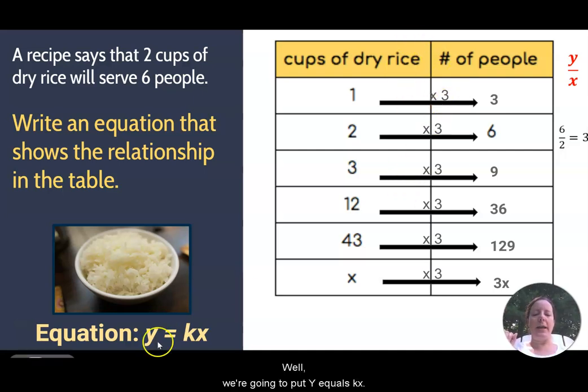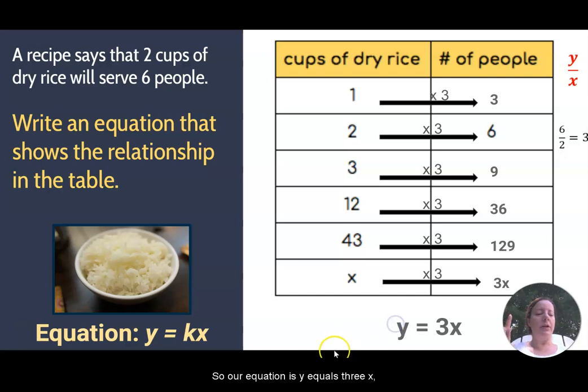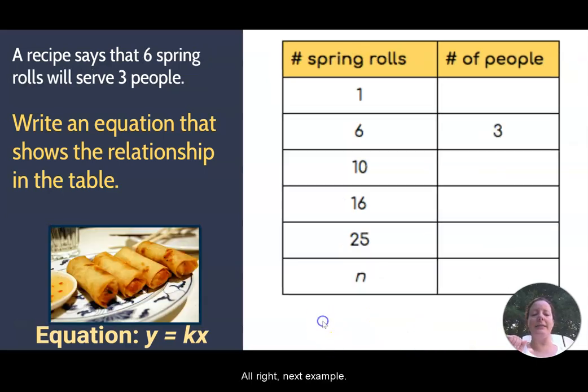So how do we write our equation? Well, we're going to put y equals kx. Our k can either be found where x is 1, so that it could be the 3 in that column when x is 1, or we can use the number that's on all of our arrows. Since they're all the same, that is our constant of proportionality. So our equation is y equals 3x. And you're done.